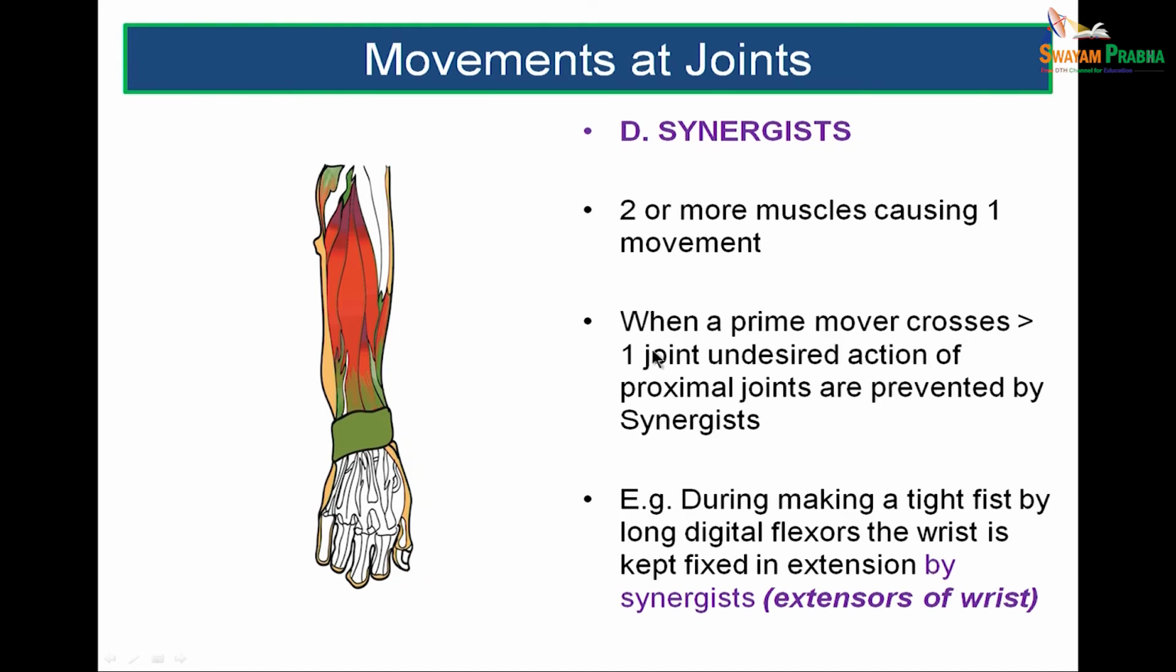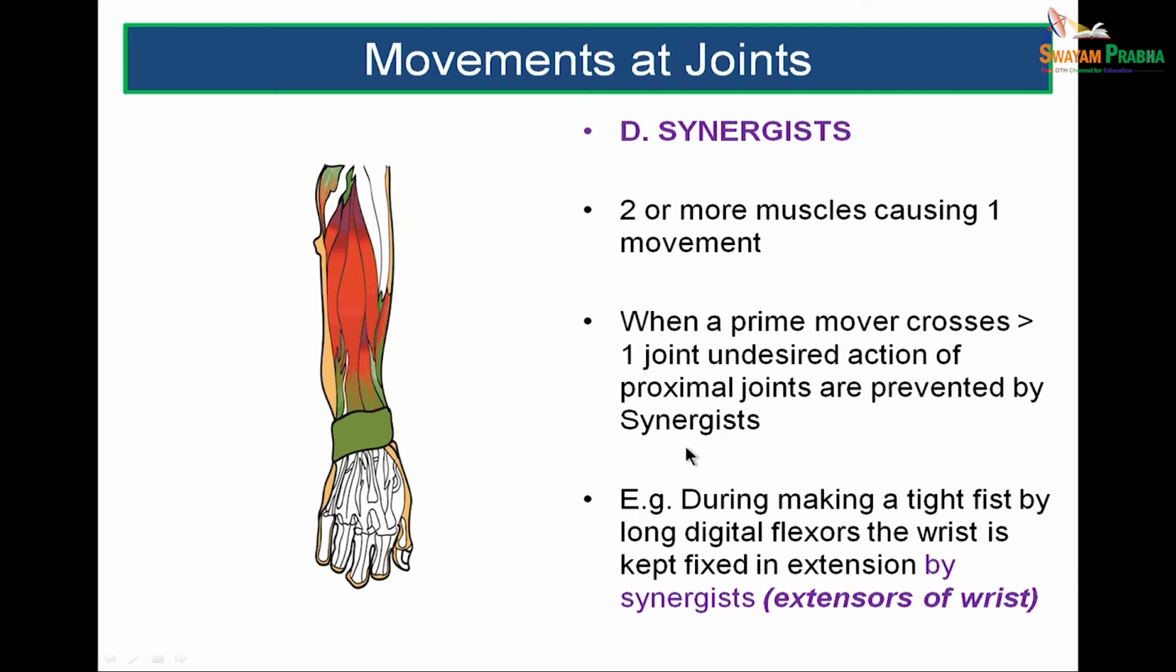Then we come to synergists. Synergists is not very difficult to understand. It's basically that one muscle cannot create a desired movement. So, a desired movement is created by two or more muscles. So, when a muscle, a prime mover, crosses more than one joint, you could have an undesired action of that muscle on another joint. This is controlled by a synergist.